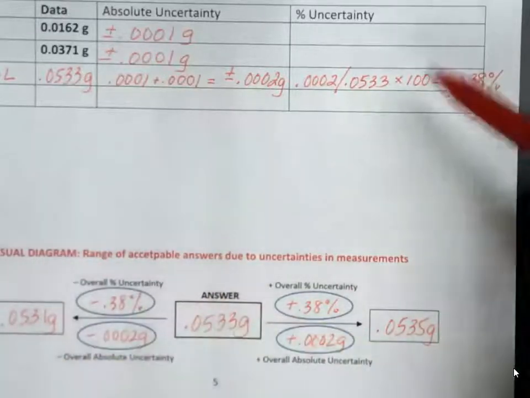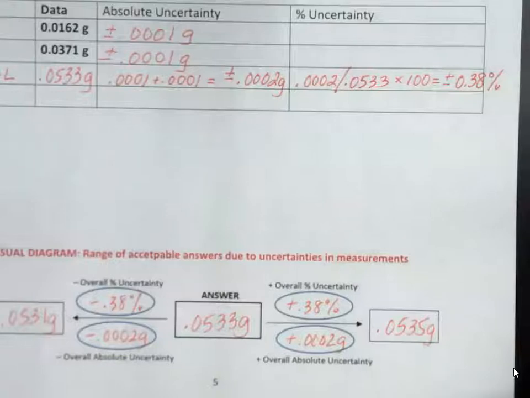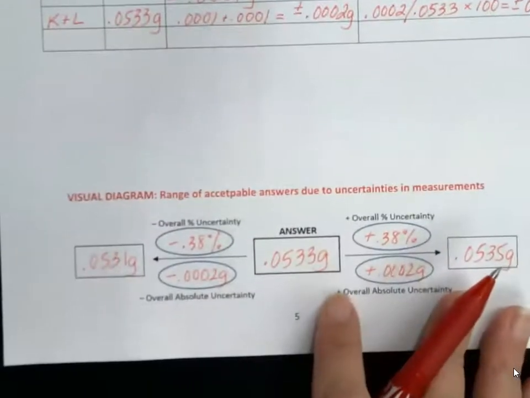You can see at no time did I ever need to use percent uncertainties for these two values, K and L. So don't waste your time calculating them. They're not needed for this problem. Okay, so here's my final answer.